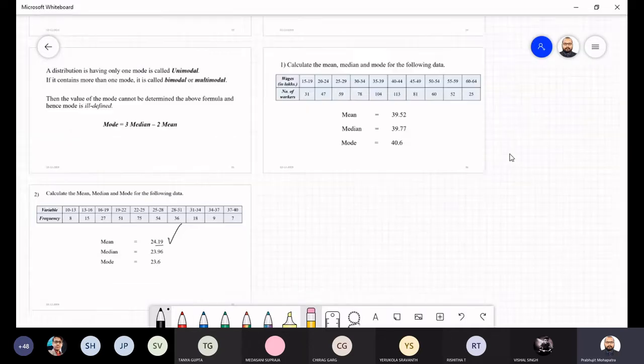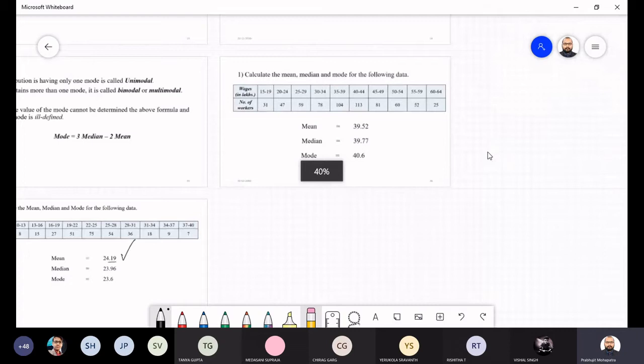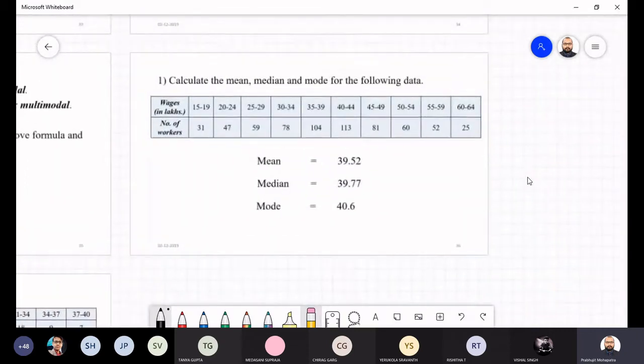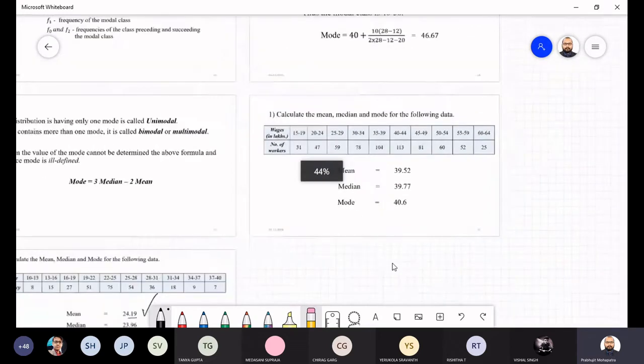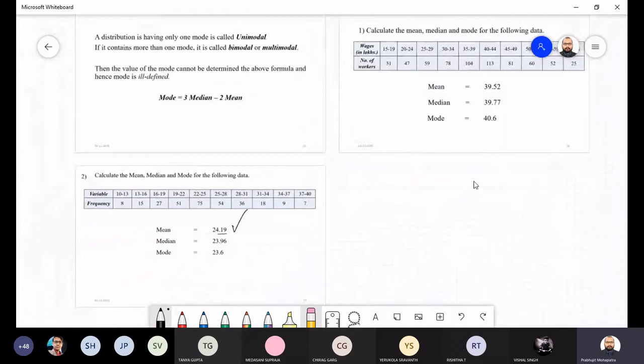For question number 2, you should not have any issue. There is some issue with question number 1, as the intervals are not continuous. So how to deal with this situation? Question number 2 is continuous: 10 to 13, 13 to 16, 16 to 19. But here you have discontinuous intervals: 15 to 19, then 20 to 24. So from 19 to 20, that gap is there. So how to deal with this?